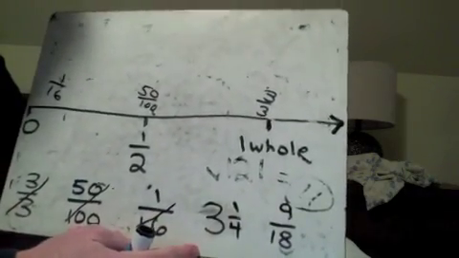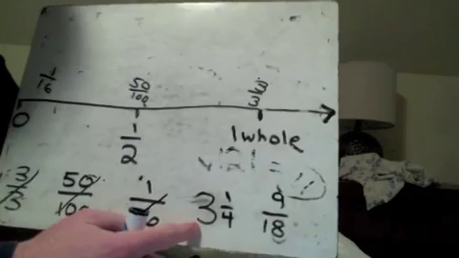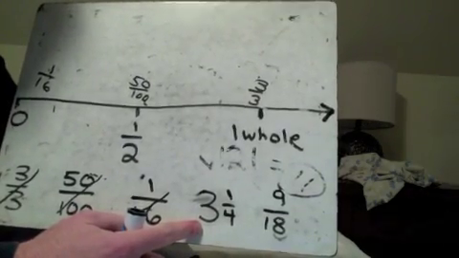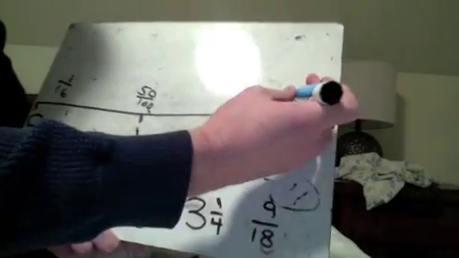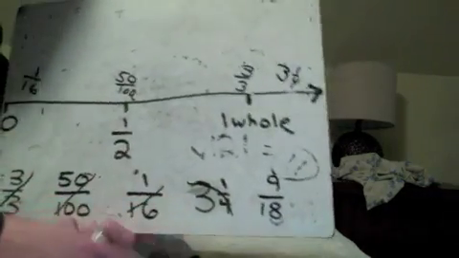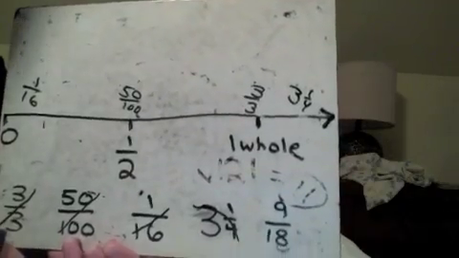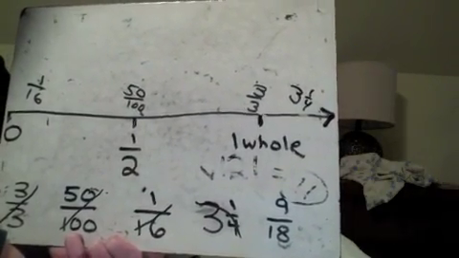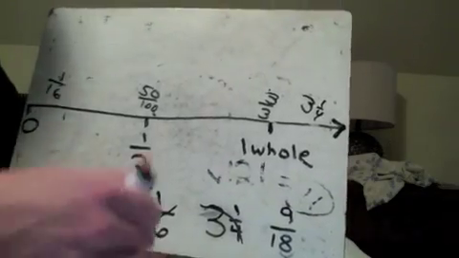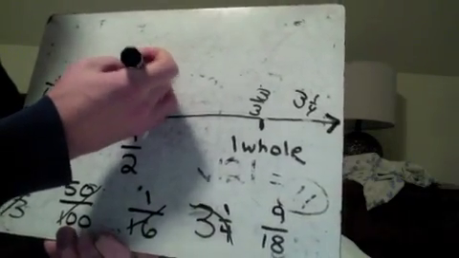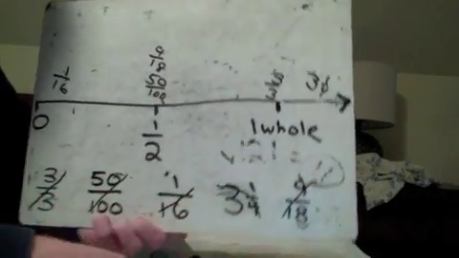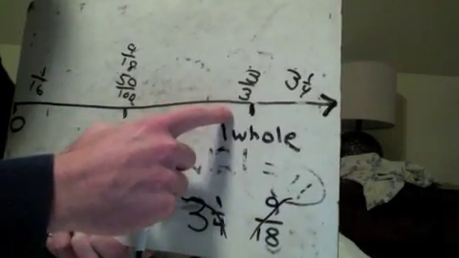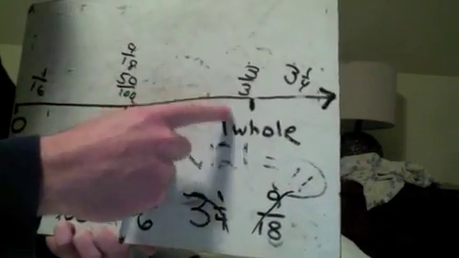3 1/4. Well, that's easy because I have 3 whole pans. Instantly, if I have 3 whole pans, that's more than 1 whole, so that's going to go down here, 3 1/4. And then 9/18. 9/18 is exactly half. 9 is half of 18, so that also needs to go on our half line right here. And the one I didn't have in this set was one more than half, but less than whole.